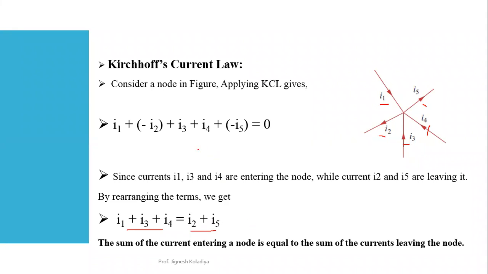Now if someone wants to take incoming sign as negative, then you can write the same equation in this manner also, where all outgoing are positive and incoming are negative. So minus I1 plus I2 minus I3 minus I4 plus I5 equal to 0. If someone wants to write the equation in this way, then you can also write it.